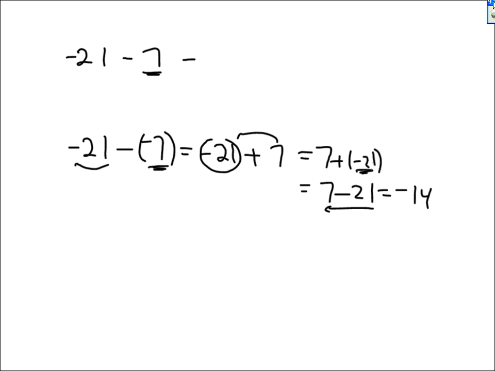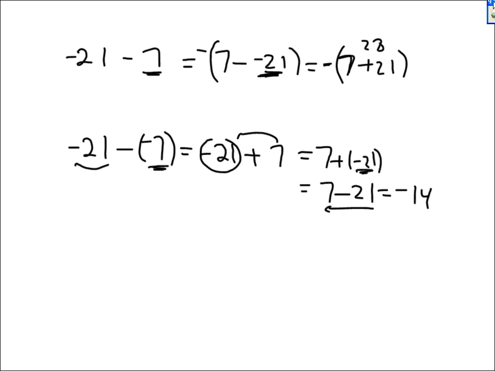Okay, top one. I'll read it backwards. 7 minus negative 21. But in subtraction, I have to put the negative in front. Since this is not 21, it's not 7 minus 21, well then it's 7 plus 21, which is 28, with a negative sign in front. Negative 28.